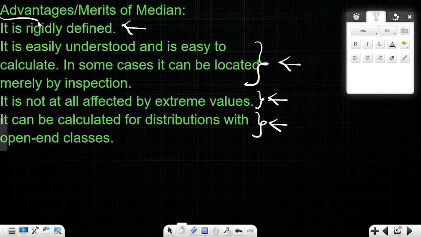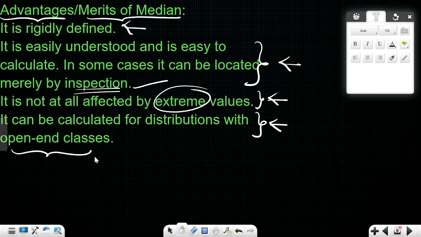So, advantages and merits of median. It is very rigidly defined. Second, it is easily understood and easy to calculate. In some cases, it can be located merely by inspection, by seeing it. It is not at all affected by the extreme values. It can be calculated for distributions with open-end classes.